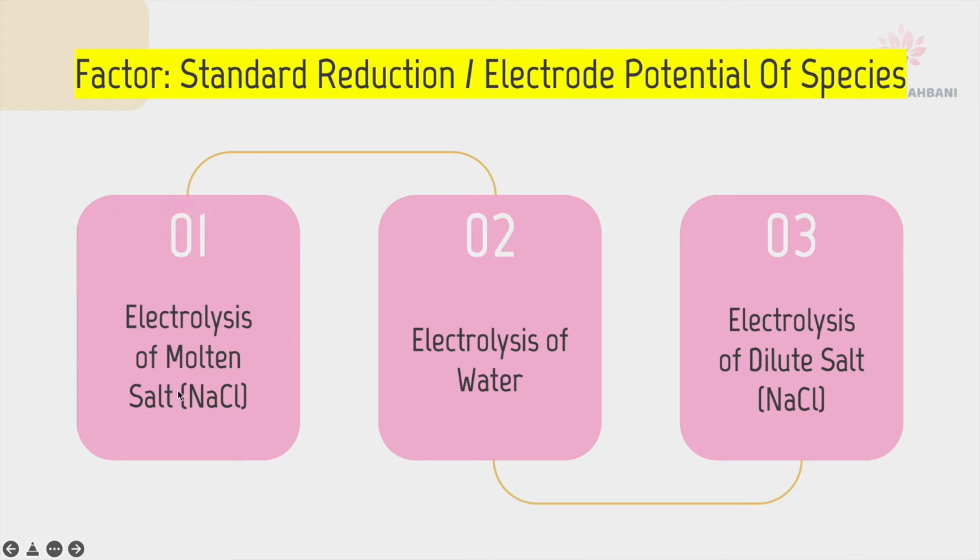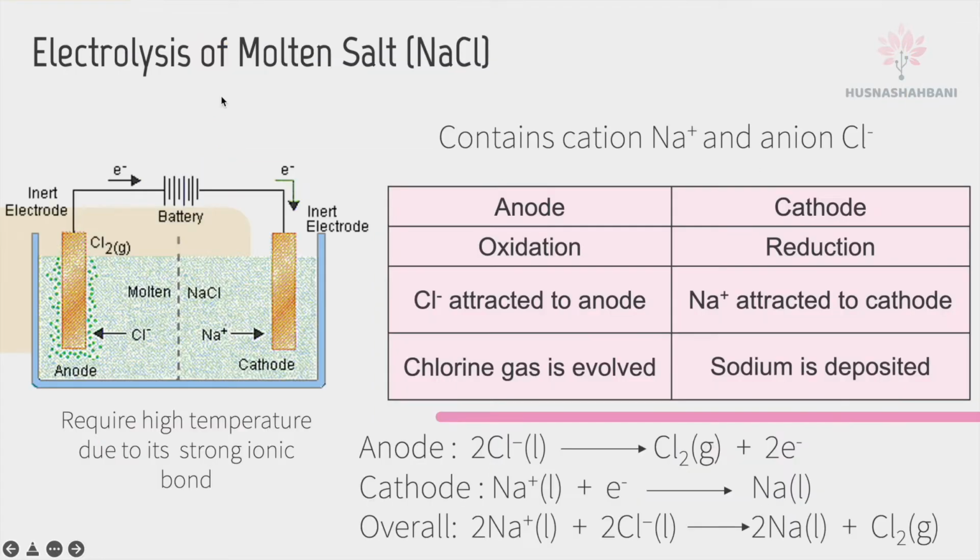Then we have electrolysis of molten salt, for example, sodium chloride. We have electrolysis of water. We also have electrolysis of dilute salt solution, for example, sodium chloride. The difference between molten and dilute: in molten there is no water; in dilute there is the presence of water.